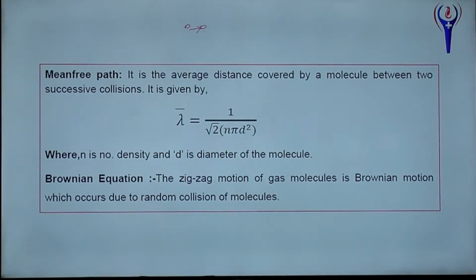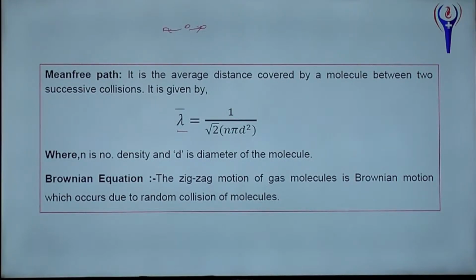Here it collides with one molecule, and after some time, after some distance, it may collide with another molecule. So there will be a distance which is taken as an average. That average only, average distance covered by a molecule between any 2 successive collisions. Successive collision means next to next collision. That is mean free path, denoted by the symbol lambda. And lambda equal to 1 by root 2 into n pi d square. Here n is the number density and d is the diameter of the molecule.